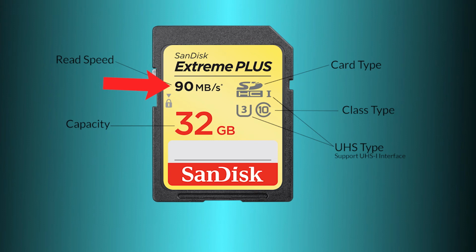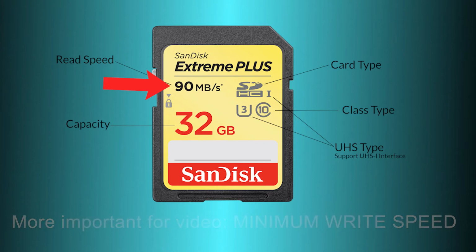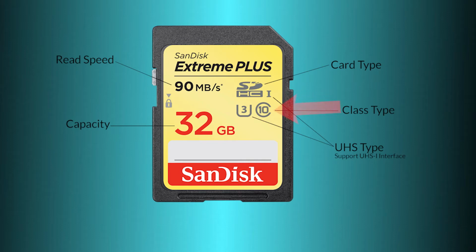In video, the main important thing to look at is actually the minimum write speed of the card, because we don't want the minimum write speed to drop too low for our video recording. Another annoying thing that card manufacturers do is include lots of different class speeds on SD cards. Class 1 to 10 is a standard, which maxes out at class 10. Also, UHS 1, 2, and 3 is another standard, which maxes out at U3 for short.